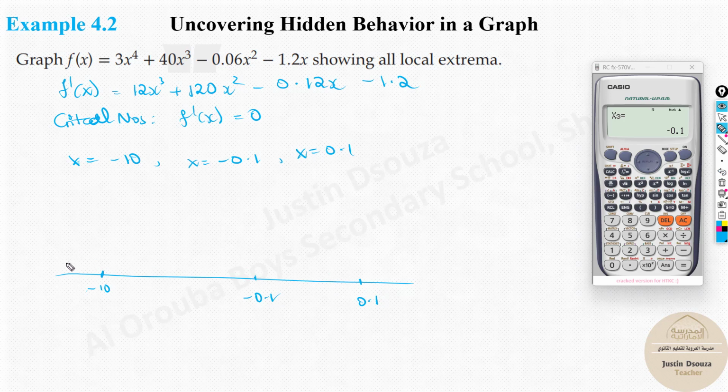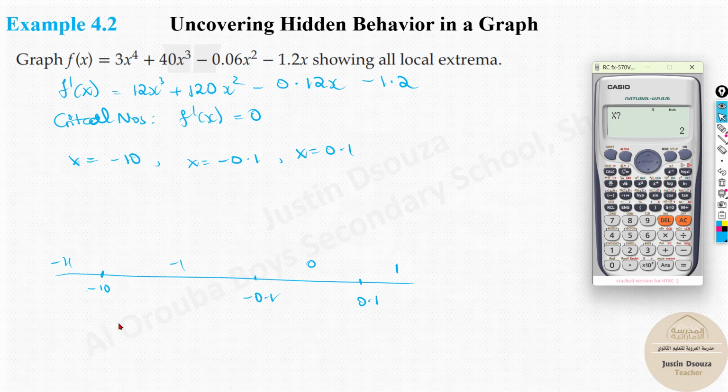And which are the checkpoints? I can choose a value of negative 11 before them. In between these, I'll choose negative 1, and between them 0, and over here I can take 1. Now these need to be tried in the derived equation. So go to mode 1 and type this equation: 12 alpha x cube, plus 120 alpha x square, minus 1.2 alpha x minus 1.2. Sorry, I typed something else at first.